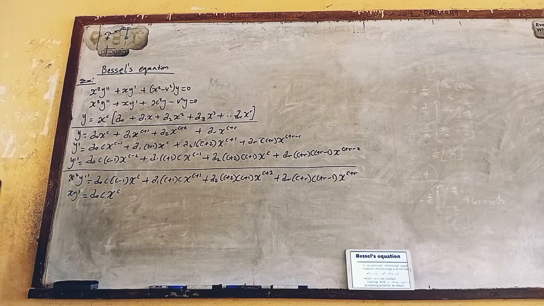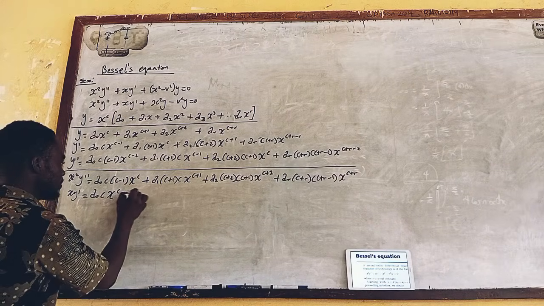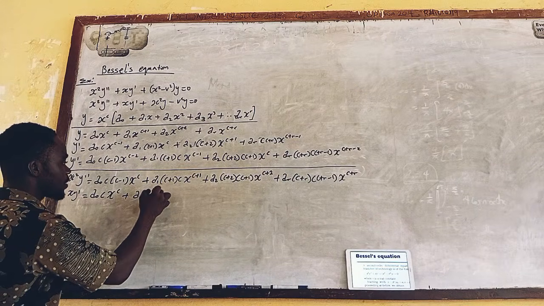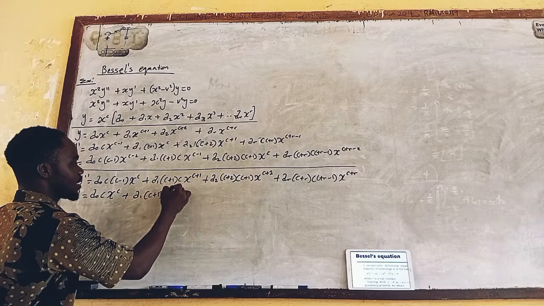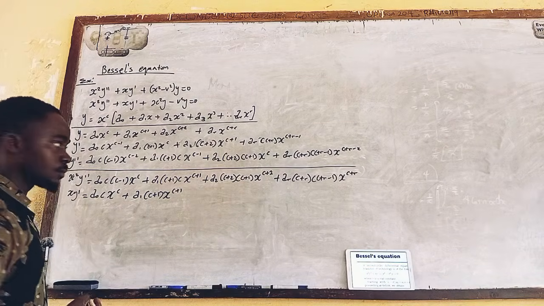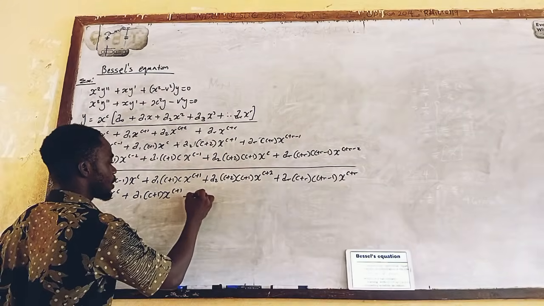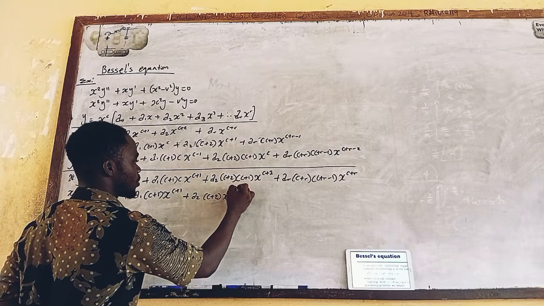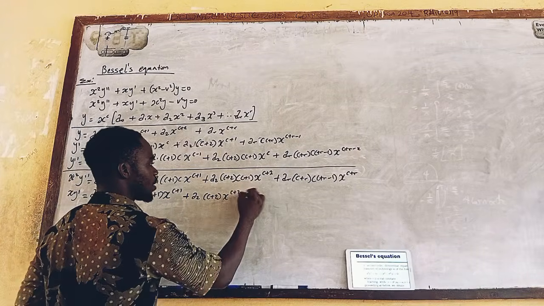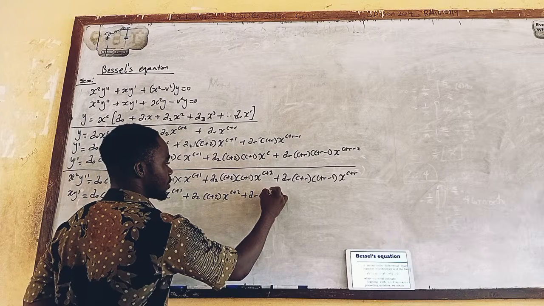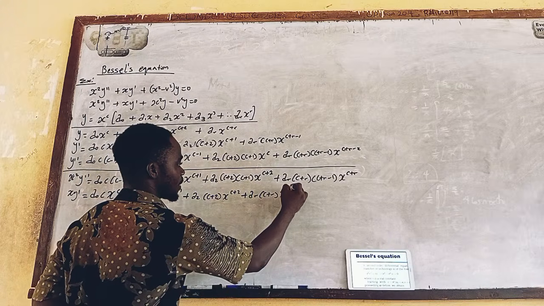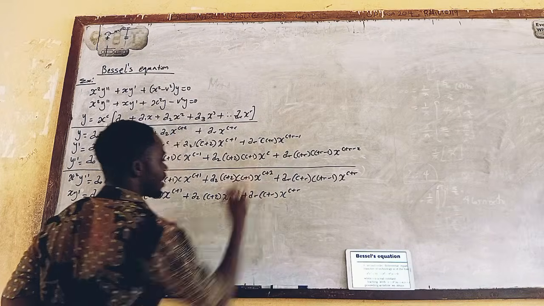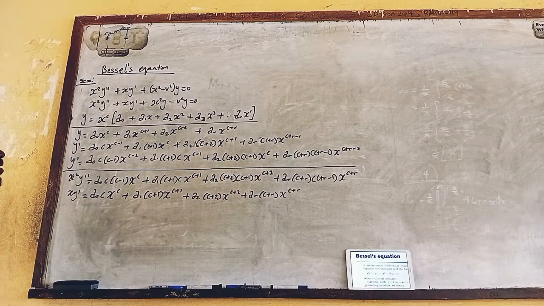If you add 1 to it, it remains only c plus a1 c plus 1, x raised power c plus 1, plus a2 c plus 2, x raised power c plus 2, plus ar c plus r, x raised power c plus r. If you add 1 to 1, it will emulate that one.